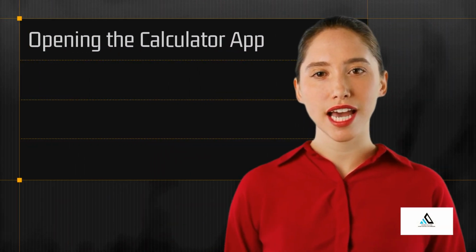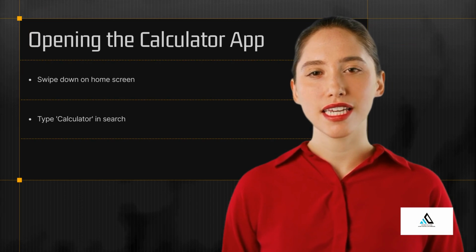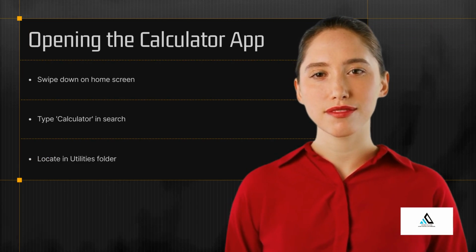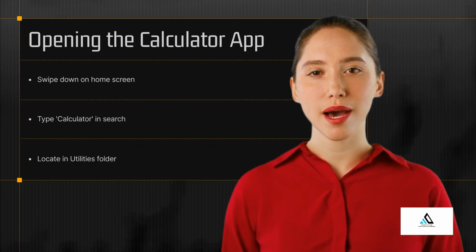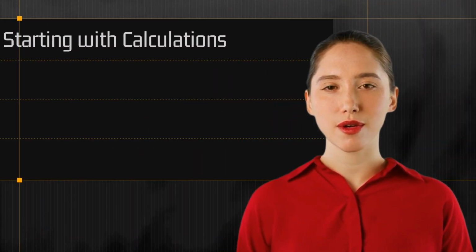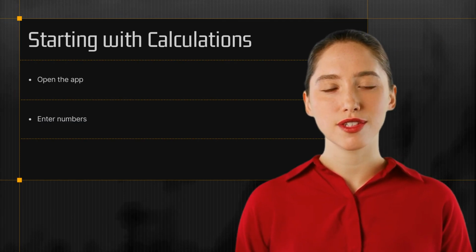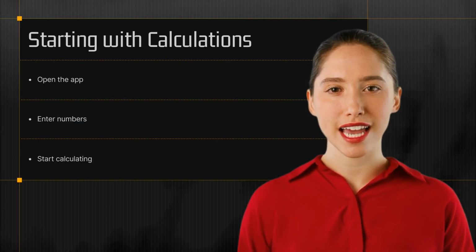First, to open the Calculator app, swipe down from the middle of your home screen and type Calculator in the search bar. Alternatively, locate the app in your Utilities folder. Now that the app is open, you're ready to start calculating. Enter the numbers for your calculation just as you would on a standard calculator.